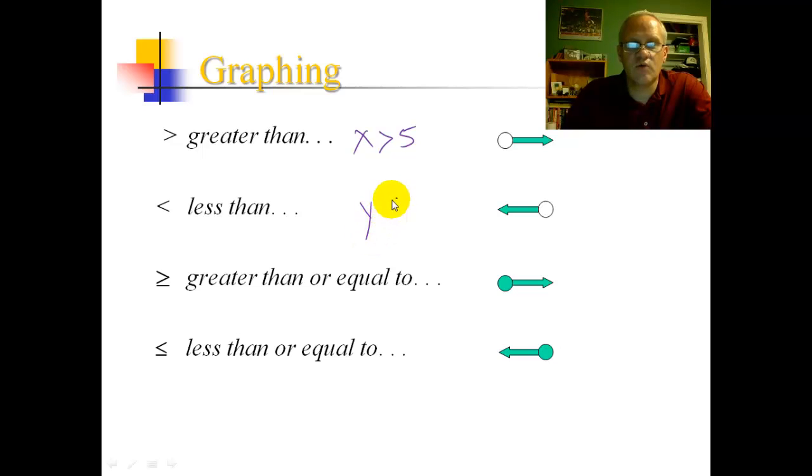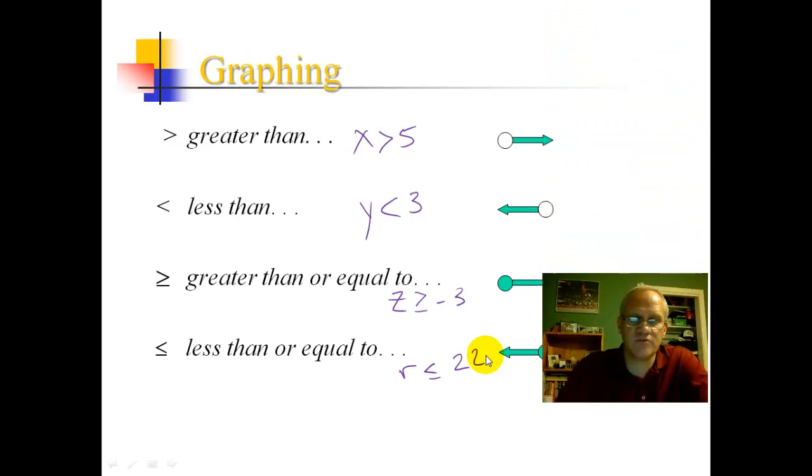So you know here, y is less than 3. It would have to be written in that order. Or in this case, z is greater than or equal to negative 3. Or r is less than or equal to 22. So that's what your graphs will look like on those. But again, the variable has to come first.